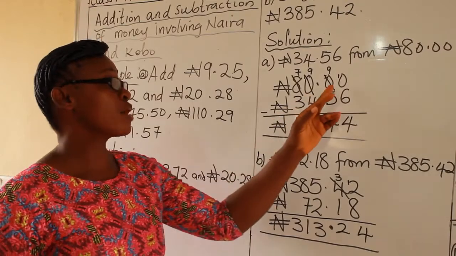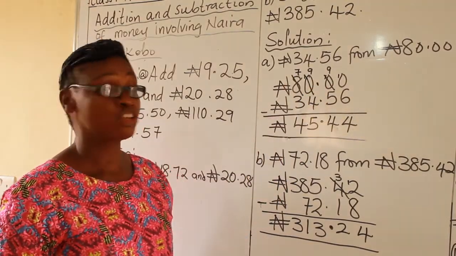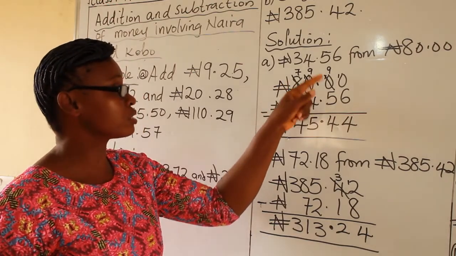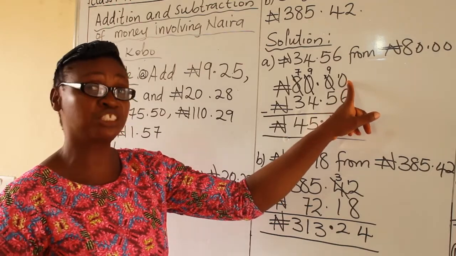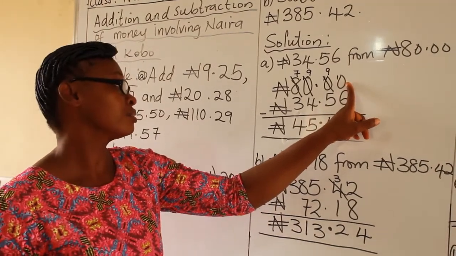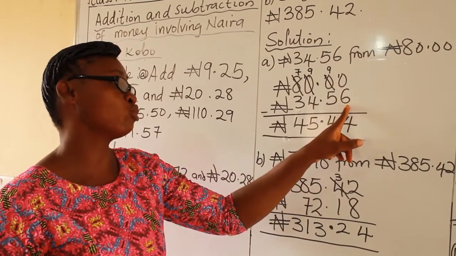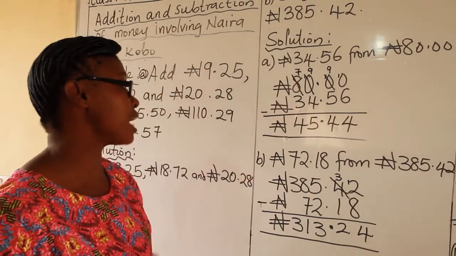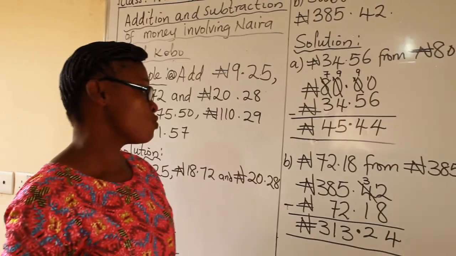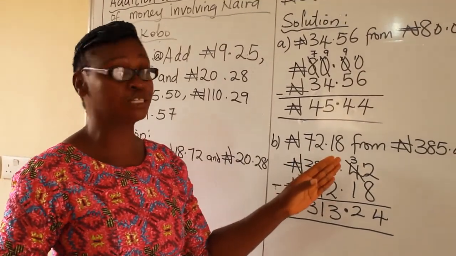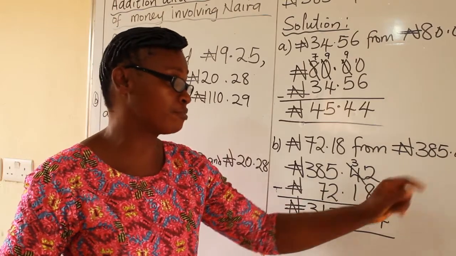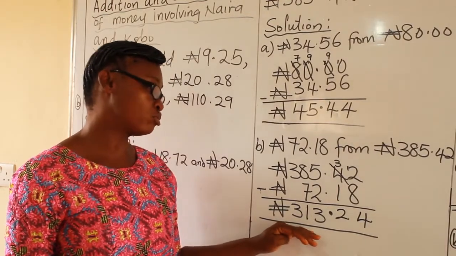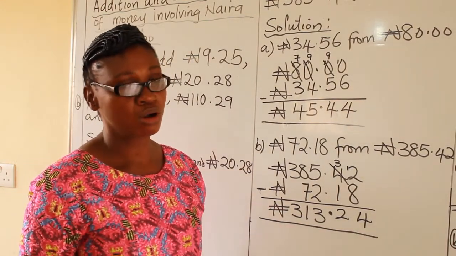You subtract. Where you have zeros, you have to go a borrowing. You borrow from the person that is having so much, and then you give just like that until you are able to borrow something for the digit that you want to subtract. From that number, you can take out what you want to take out, and then your remainder will be here. So we were able to do that to get this amount. And then for the last one, we were able to subtract 72 naira 18 kobo from 385 naira 42 kobo, and what we were left with is 313 naira 24 kobo.